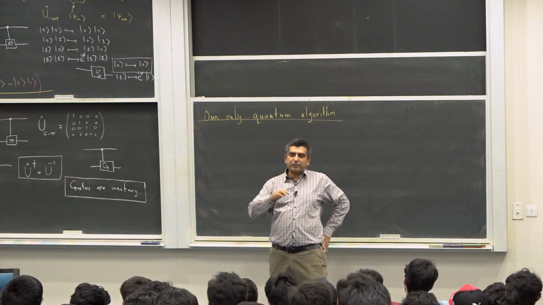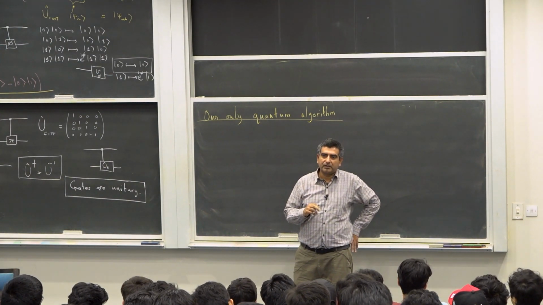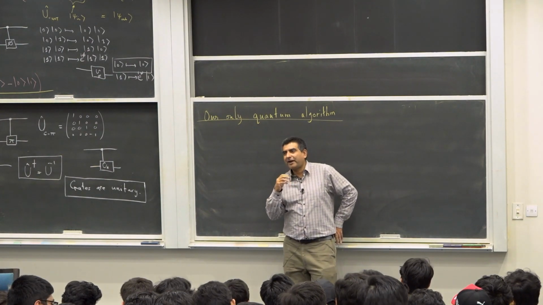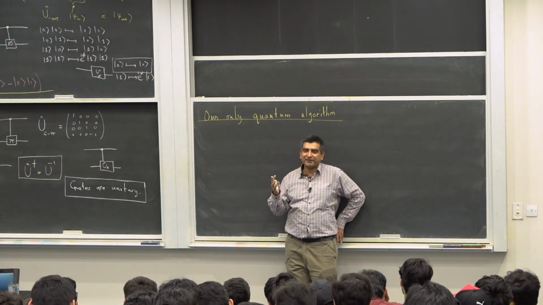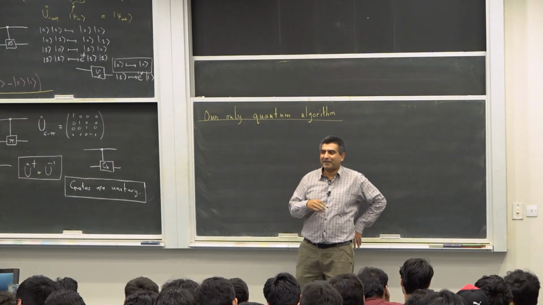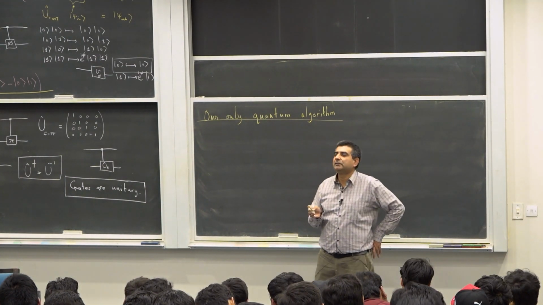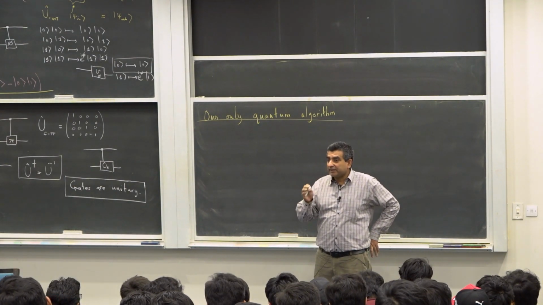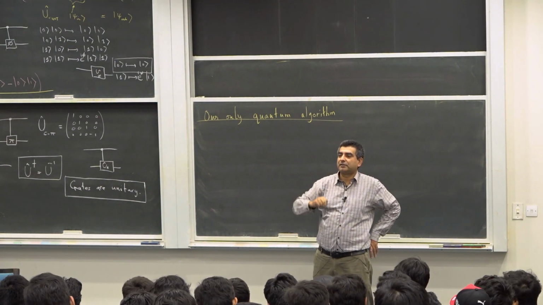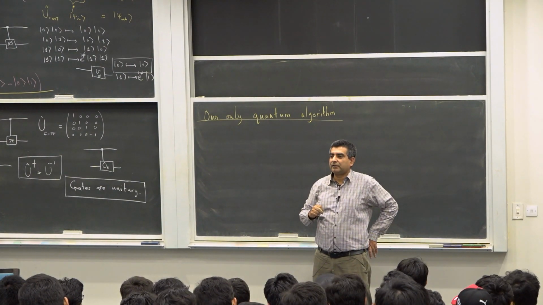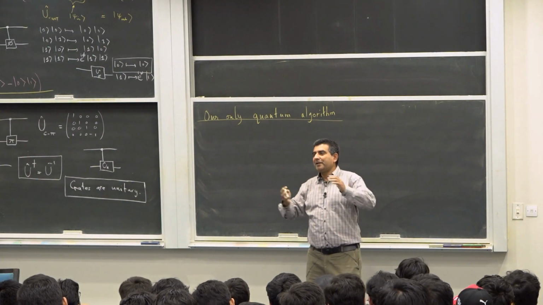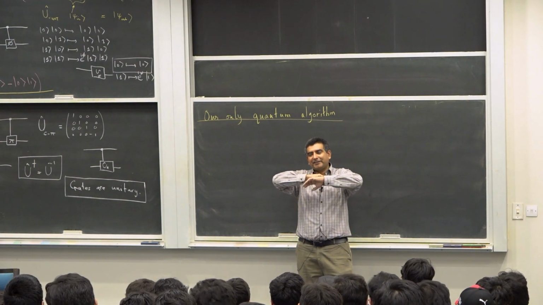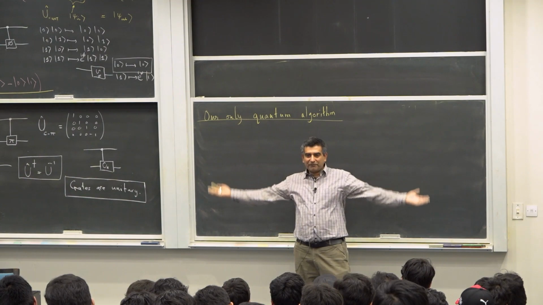So why are quantum computers powerful? Any ideas? Why are they set to replace classical computers? At least that's what the promise is. Faster computing. Why faster? One qubit can hold more information. Exactly, because one qubit really can hold a world of information in it.